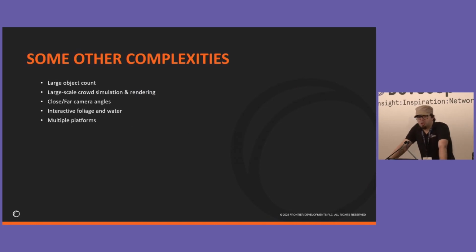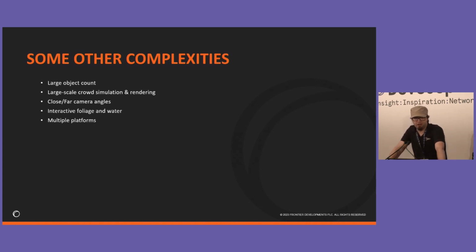Now, that's, of course, not where the complexities end. There's a lot more at play. Those were just three of the biggest ones. As I've already mentioned, large object count is a big one because our players can build their own parks. We don't limit how many things they can place in the world. We have seen parks go as high as 1 million objects within a single world. So our systems have to deal with all of that.